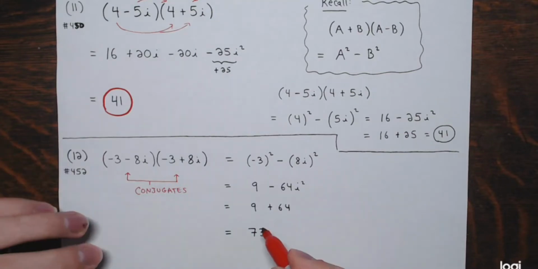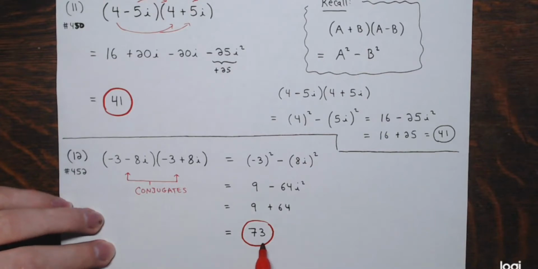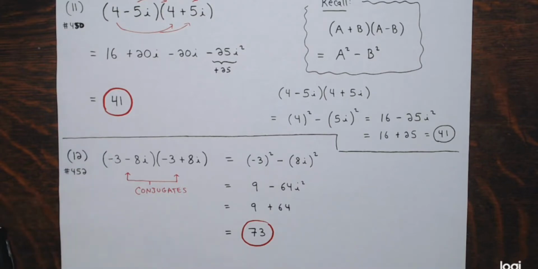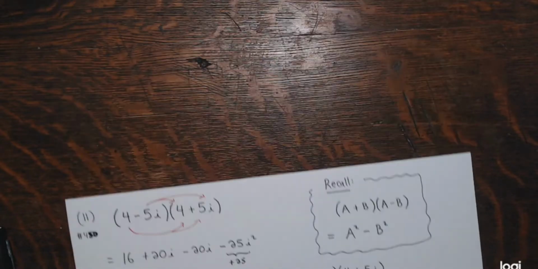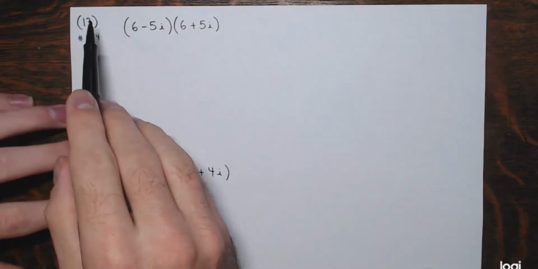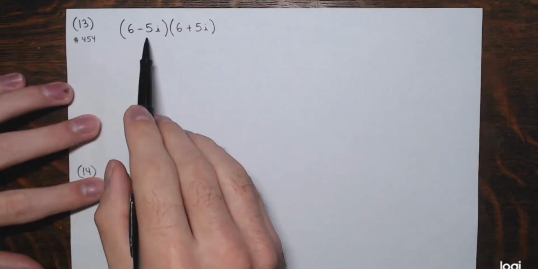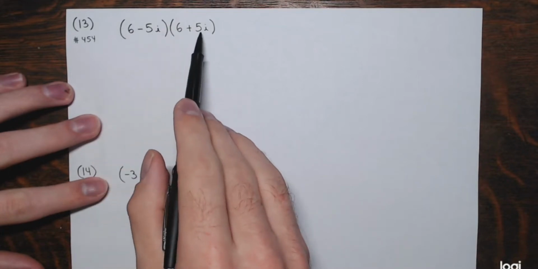But notice once again that when we multiply these complex number conjugates, the final result is solely a real number. No imaginary part, 0i. Wonderful. All right. This is the last page here. Same stuff, right? We're again multiplying conjugates. Number 13, exercise 454 from the text. 6 minus 5i times 6 plus 5i.